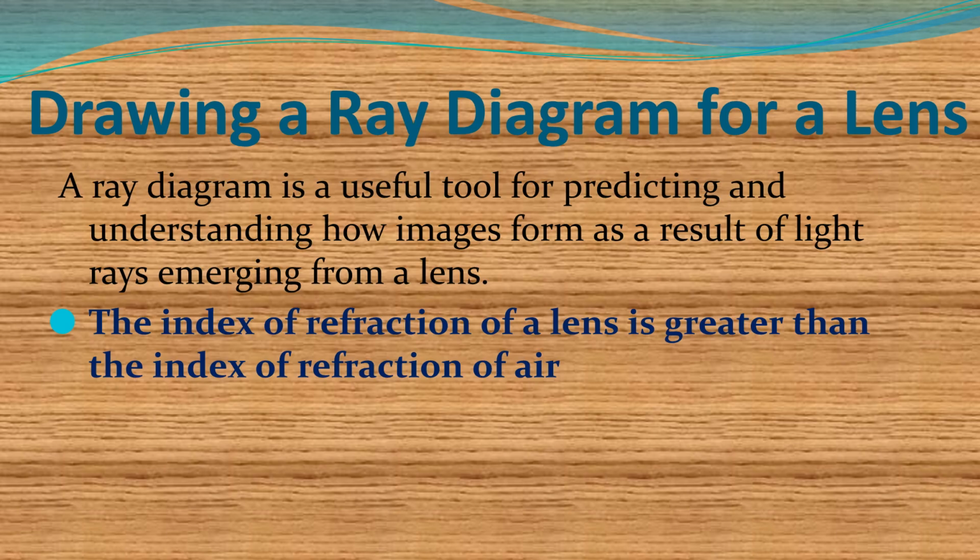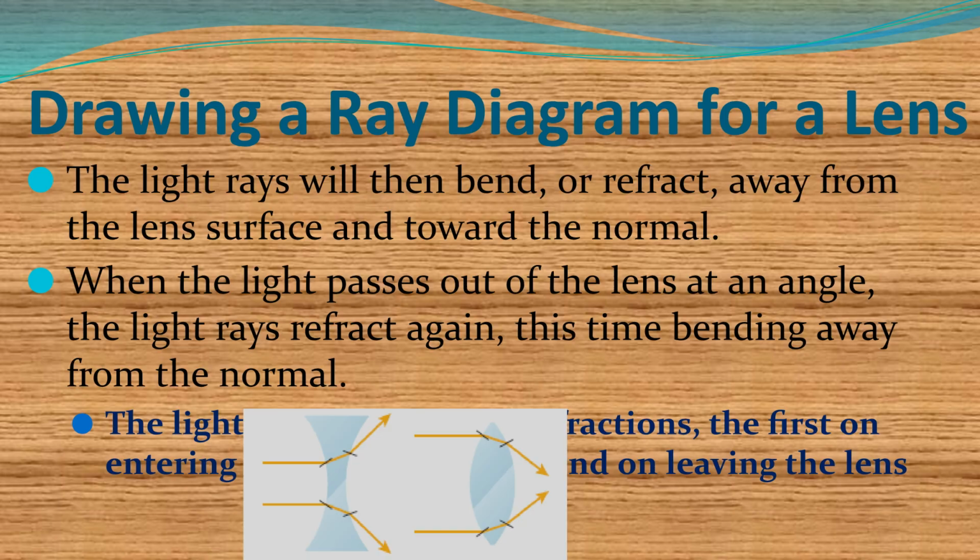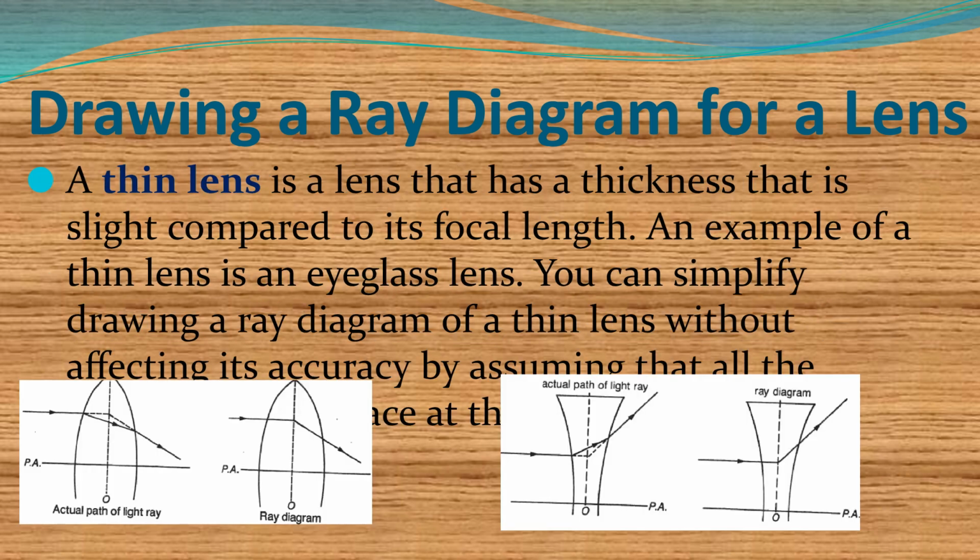The index of refraction of a lens is greater than that of air. Light rays bend or refract toward the normal when entering the lens, and bend away from the normal when leaving it. Thus, light rays undergo two refractions upon entering and leaving the lens. A thin lens has a thickness small compared to its focal length, like an eyeglass lens. To simplify ray diagrams, we assume all refraction occurs at the axis of symmetry.